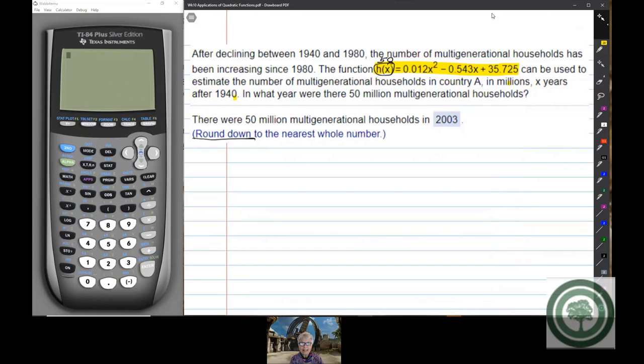Now we're going to do another problem like the first problem. Notice that what's outstanding in these problems is that X equals a number of years after a particular year. That's very common in real life applications of mathematical functions, whether they're in economics, whether they're in science. So you have to get used to it.